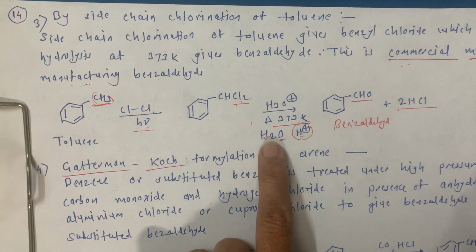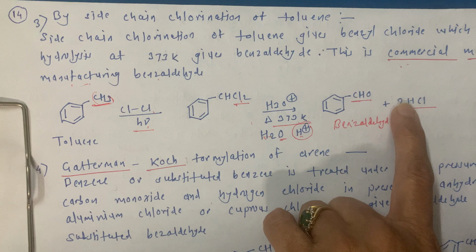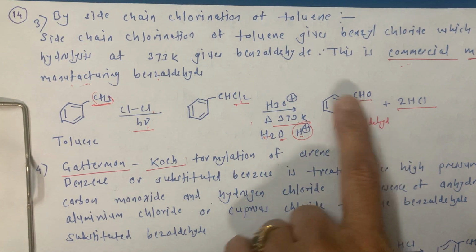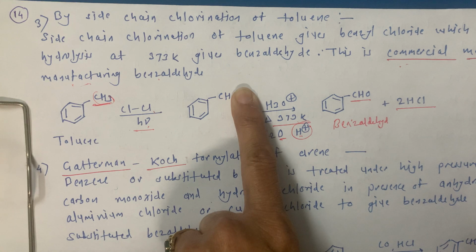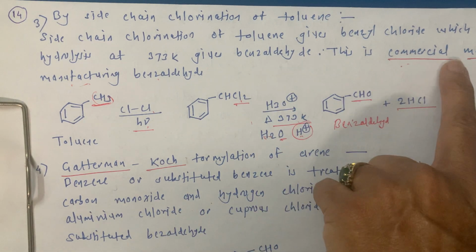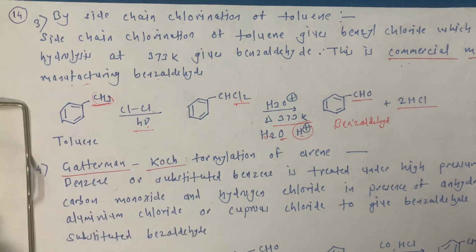Okay. In the reaction mixture, hydrolysis is addition of hydrogen molecule only, and then here 2HCl is formed on reacting with this, and oxygen is attached over here. Already we have here CH. This Cl2 is converted into hydrochloric acid. Okay, this is known as the commercial method of manufacturing benzaldehyde.